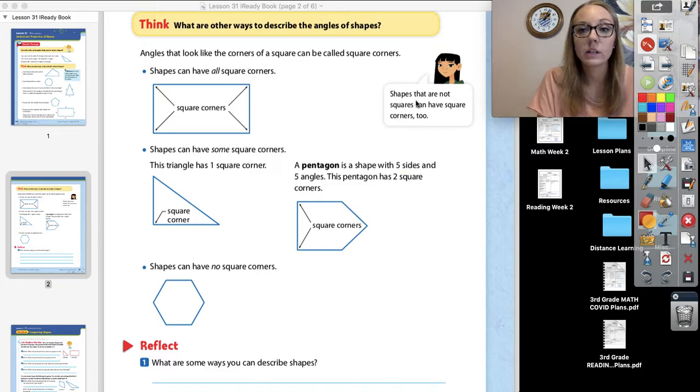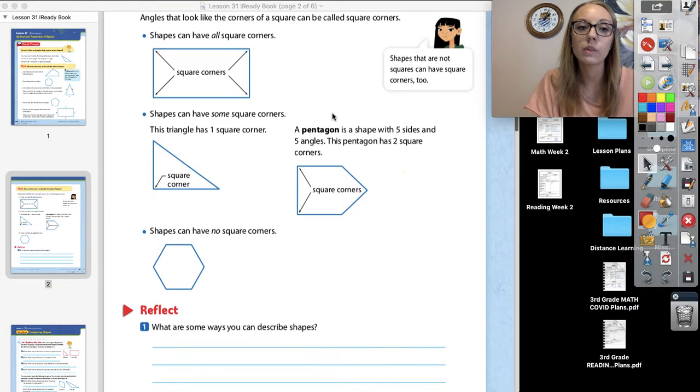We're gonna explore that. So if we took our rectangle, we took our piece of paper from earlier and we lined it up with those square corners, they would be perfect squares, 90-degree angles. They would be square corners. Those would be classified as square corners. So it says shapes that are not squares can have square corners too. So let's explore that. It says shapes can have some square corners.